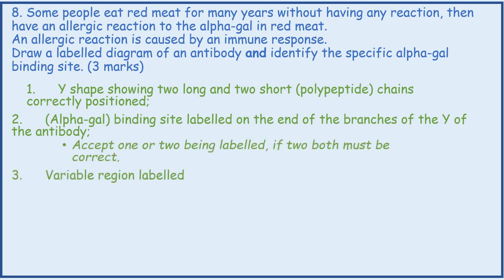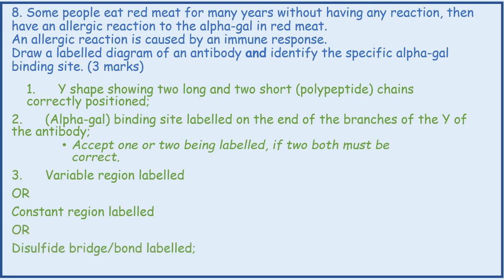The variable region should be labelled, which is at the top of the Y, on each arm of the Y. Or a constant region labelled, which is the bottom of the Y. Or you can label the disulfide bridge or bond.